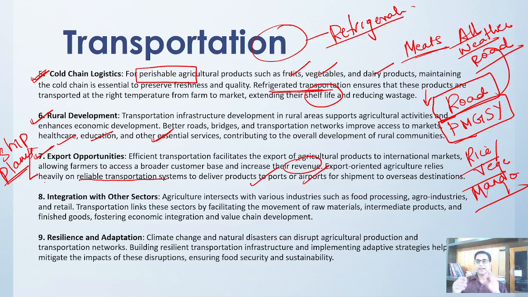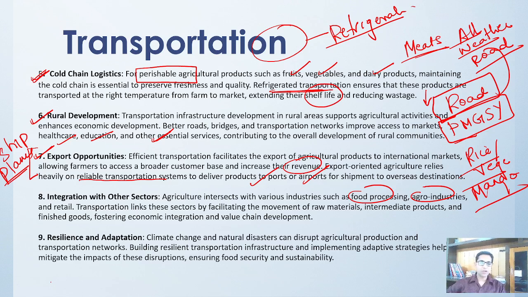Transportation integrates us with other sectors. Like if we have agriculture produce, we will be connecting with food processing industries, agro processing industries. Wherever we go, whether we want to collect the raw materials or the seeds, there are various sectors through which integration happens with transportation.